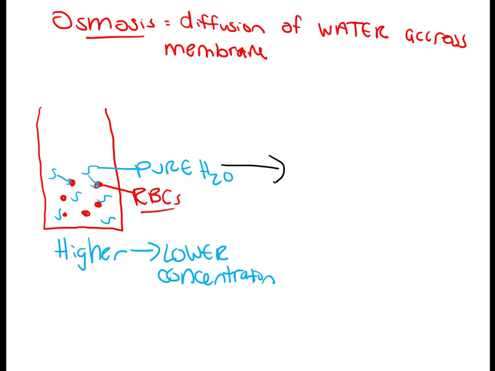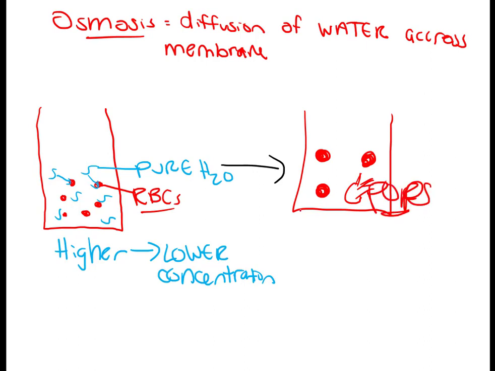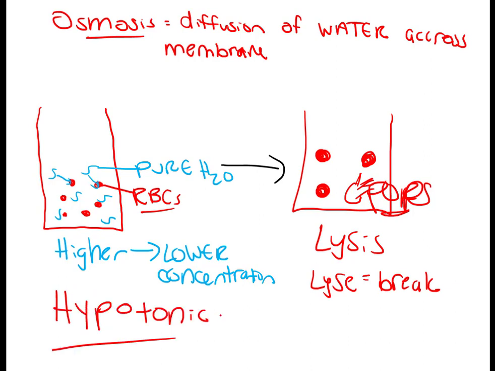What will happen when water starts flowing into the cell is those red blood cells are going to start to swell up really big till eventually one of them pops open. When this cell pops open because there's so much water coming in, it's called lysis. Anytime you see the word lyse, it means to break open. So these cells are breaking open because they're swelling up like a big balloon. This concentration where there's a ton of water and the water is moving into the cell, this is hypotonic. So hypotonic is a lot of water but very low salt.